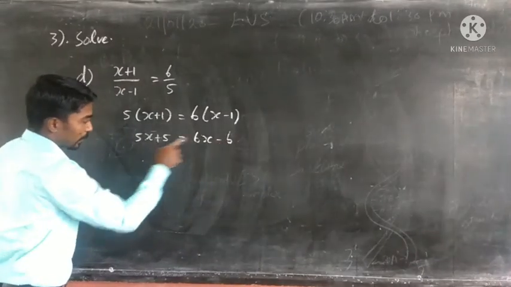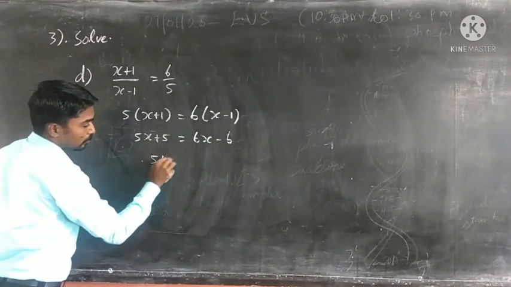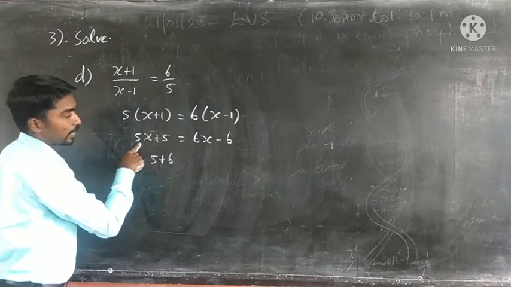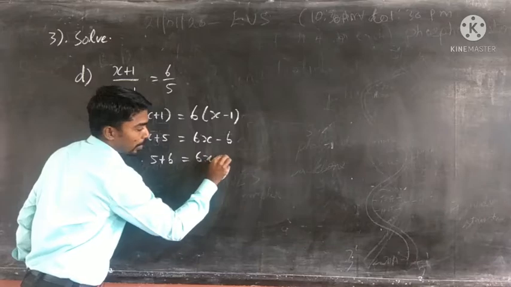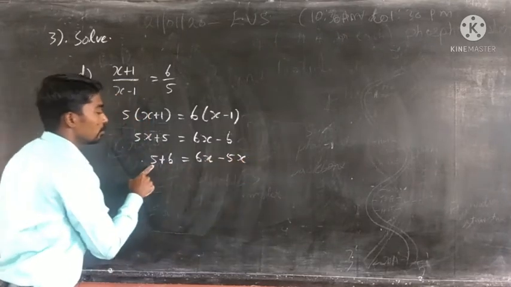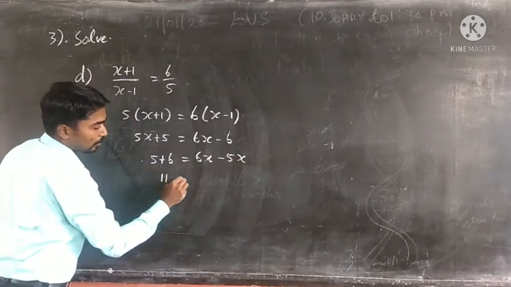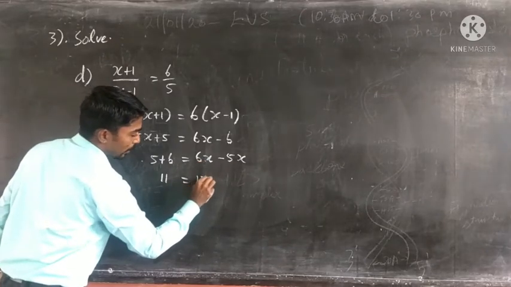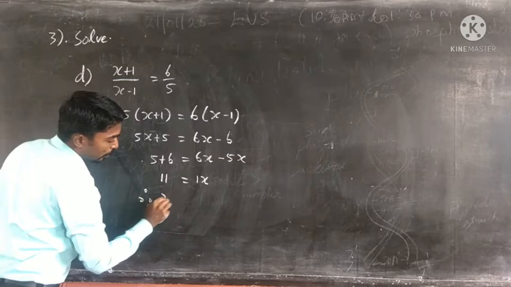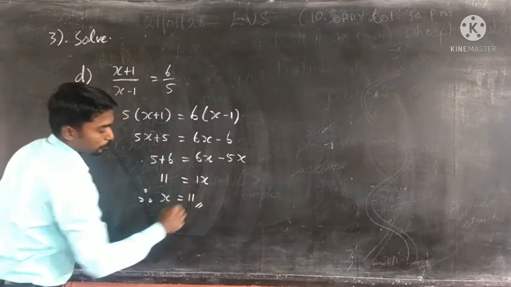Now minus 6 we can take to the other side. 5 plus 6. This plus 5x we can take to the other side. You will get 6x minus 5x. 5 plus 6 is 11 is equal to 6x minus 5x is 1x. Therefore, x is equal to 11.